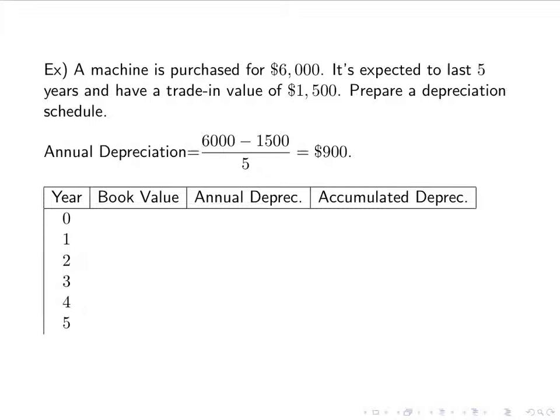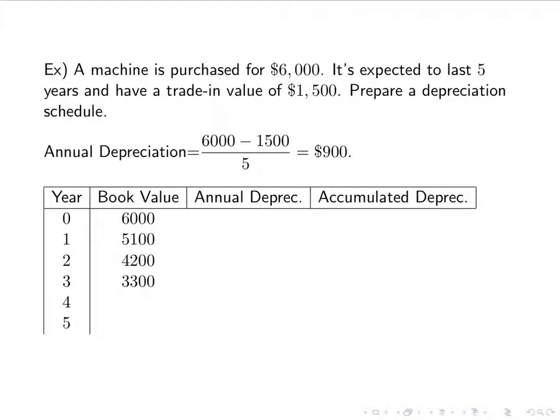The book value is the amount that we have not depreciated yet, so what we have left to write off. It starts with how much we paid for the item. So the book value at year 0 is the original price, so in our case $6,000. Then what we do is we subtract the annual depreciation from this value for each preceding year. So for year 1, I'm going to have $5,100 because I'm subtracting the $900. For year 2, I subtract another $900 and I get $4,200.